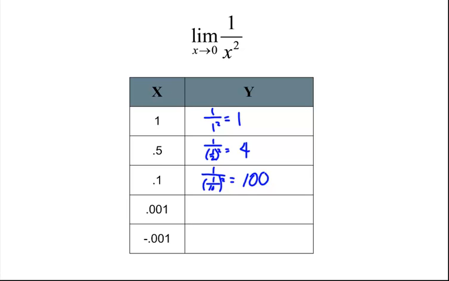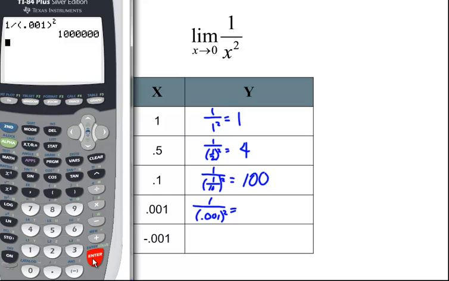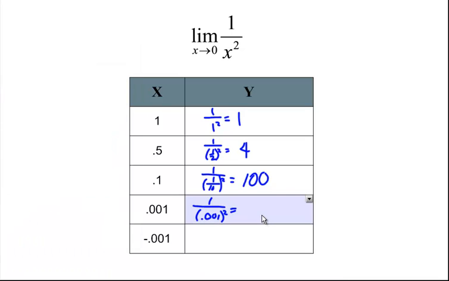0.001, we're going to get 1 over 0.001 squared, which is equal to, that's going to give us 1,000,000. And if we plug in negative 0.001, the negative sign, when we square the bottom, is going to become positive, so it's also going to give us 1,000,000.